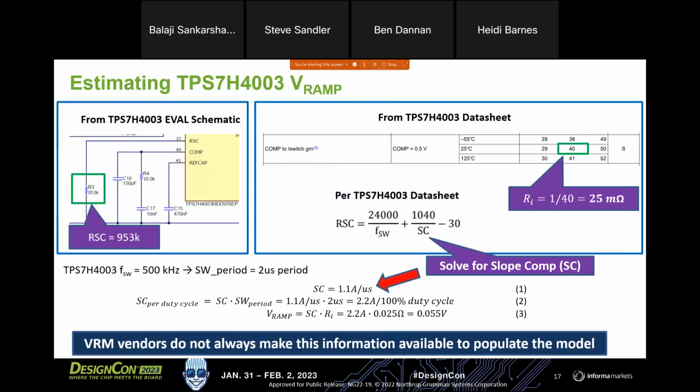Well, actually, what do you know? This example, this VRM, actually really makes for a good learning example, because TI was gracious enough to give us an equation where we can solve for the slope comp. In fact, they specify the RI term, which you can see I'm calling out there in that first box, where 1/40 Siemens is the nominal RI at 25 milliohms for 25 degrees C.